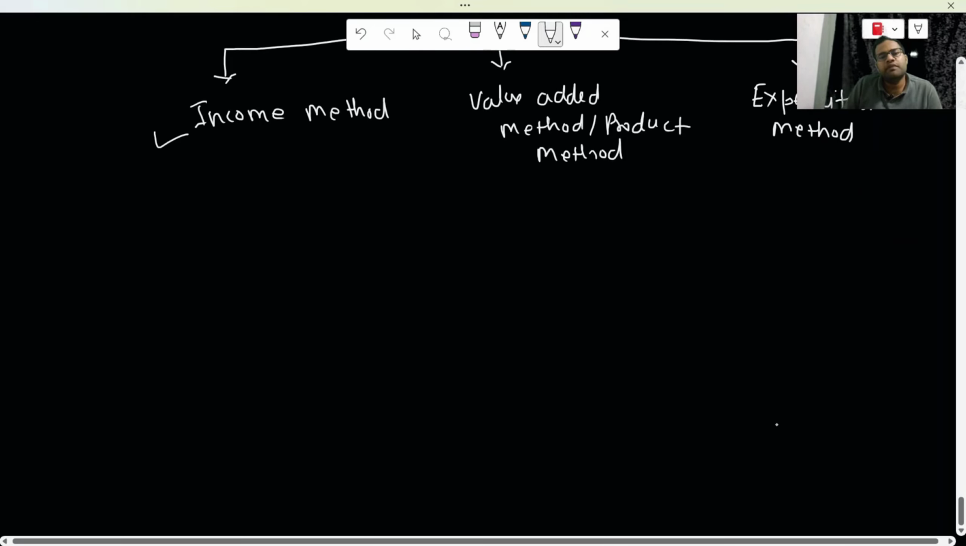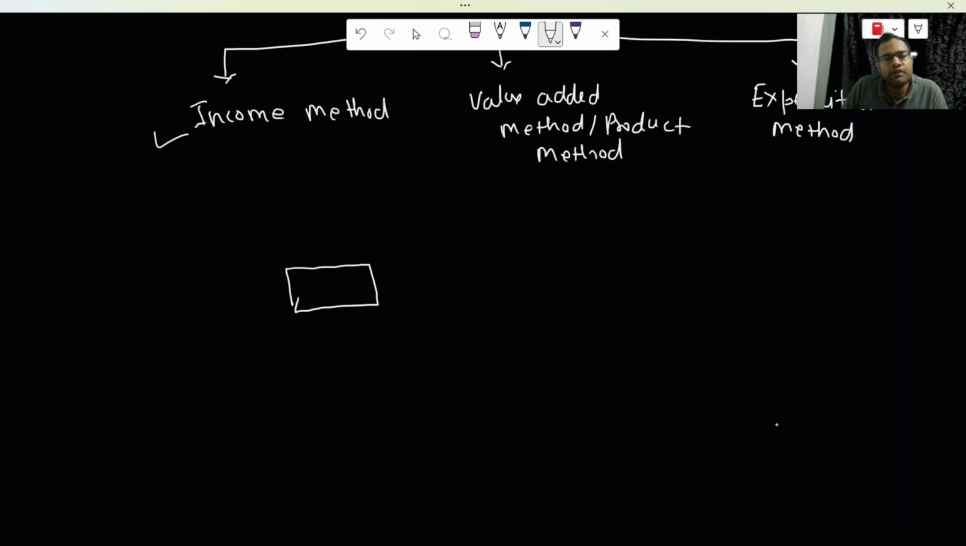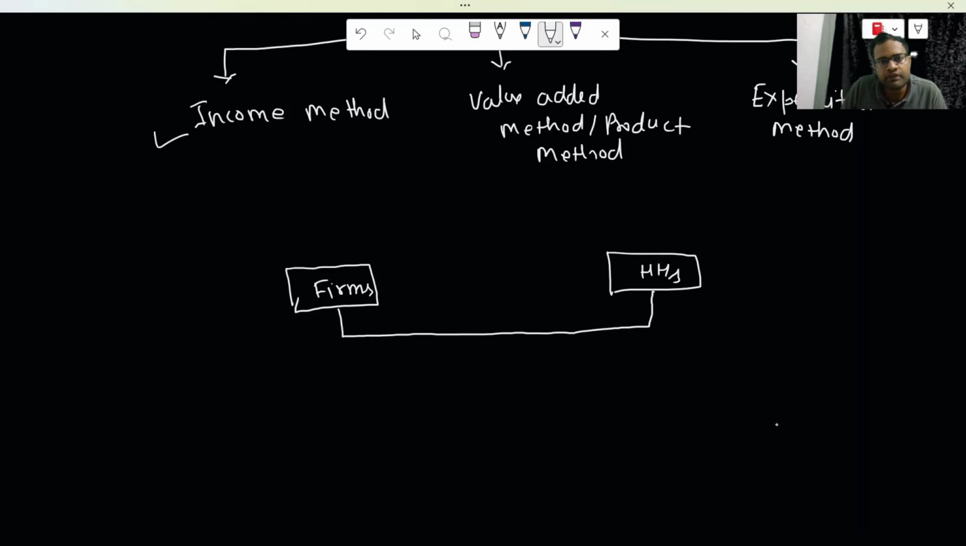So first, take the example of a two sector economy. One is the firm, here households. So first we draw a two sector economy model in order to understand the calculation of national income.